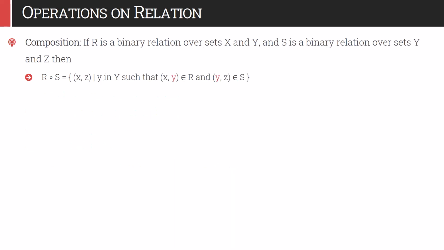The composition of R and S is defined as all the tuples (X, Z) for all small y in capital Y such that the tuple (X, Y) should be in R and (Y, Z) should be in S. So what we are ensuring is that there should be one connecting element Y. So if any tuple (X, Y) is present in R and (Y, Z) is present in S, then (X, Z) should be in the composition of R and S. So it is very important that the relation R is defined over X and Y, then S must be defined over Y and Z. So the second set of the first relation and the first set of the second relation must be identical to form the composition. Otherwise, we cannot form the composition.